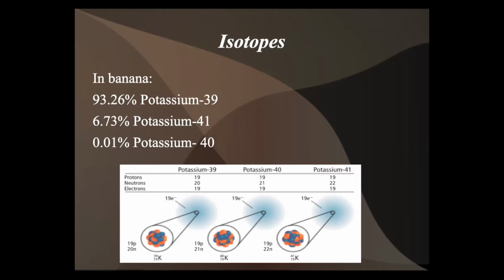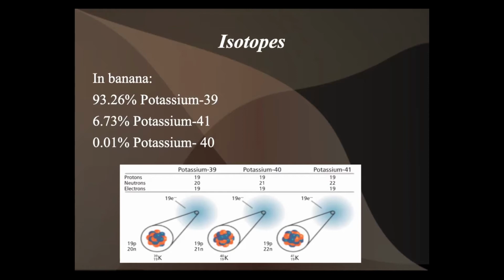So we talked about isotopes last week, about how you can have the same element but different weights. That's what an isotope is. So a banana, for example, has potassium in it. Most of potassium is going to be potassium 39, which you can see up here. 93.26% potassium 39. The 39 represents the weight of that atom.